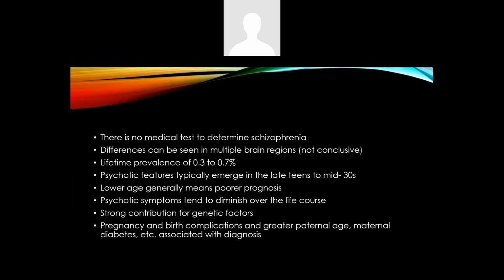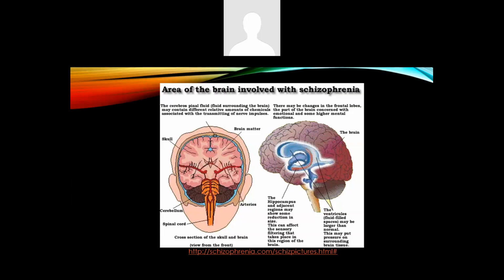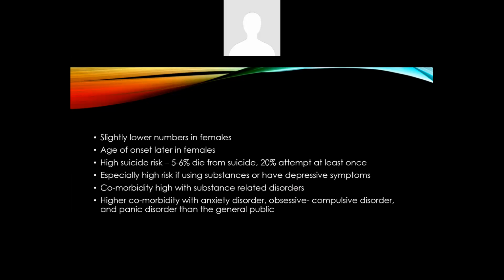There can be complications in pregnancy and birth, and a greater paternal age, maternal diabetes, lots of things related to that associated with the diagnosis. There are slightly fewer females diagnosed with this, and it is often diagnosed later in life if it's a female. Again, high suicide risk. With all those hallucinations and delusions going on, this makes a lot of sense, especially if there's that comorbidity with substance use or depression. So make sure, again, you're looking at all those different areas. Lots of comorbidities in this one as well.